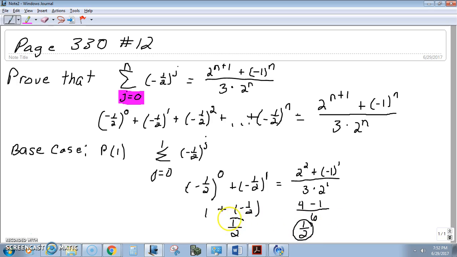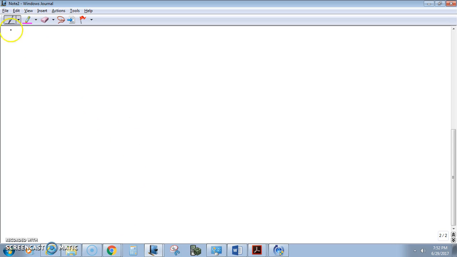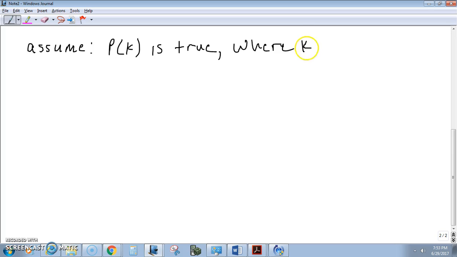So now we need to make an assumption. We want to assume P of k is true, where k is a non-negative integer.